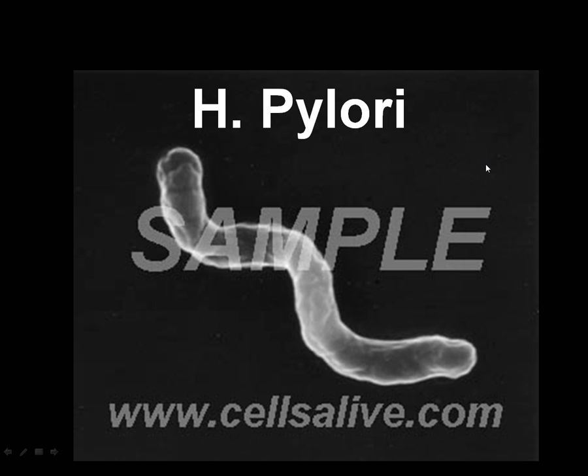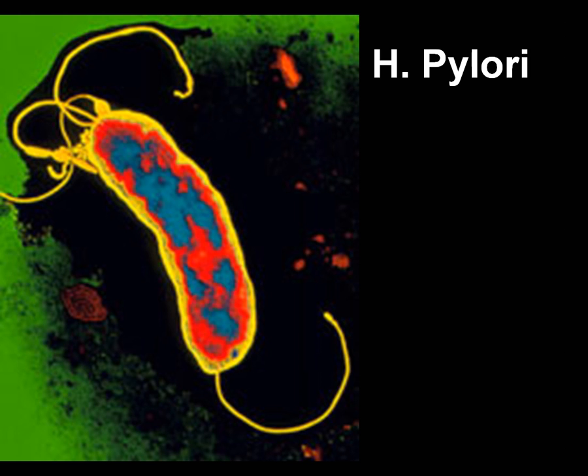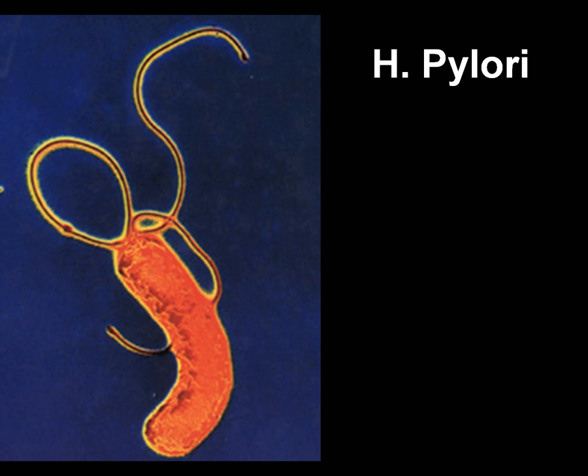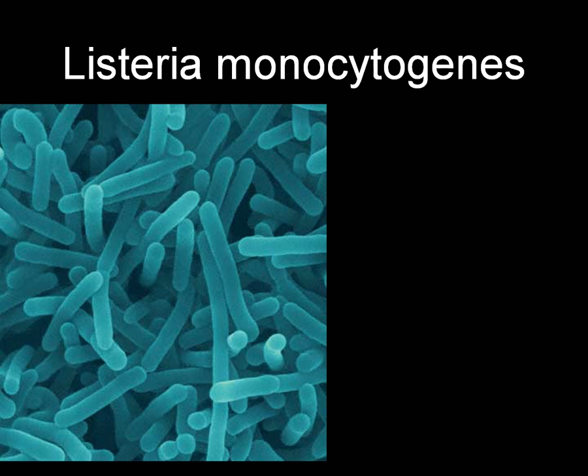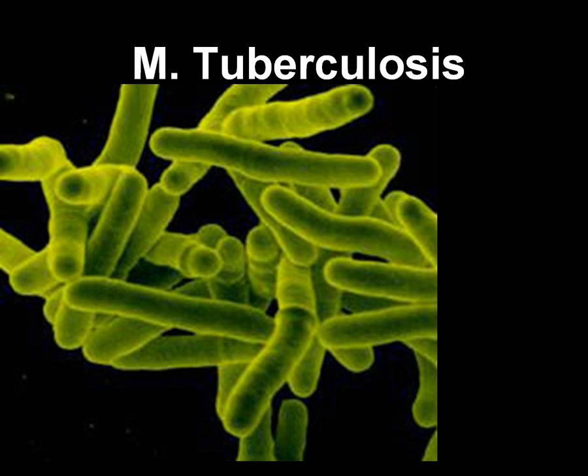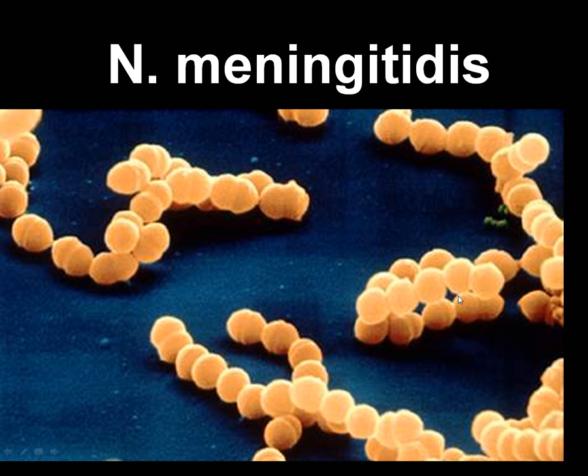Helicobacter pylori is a type of Vibrio bacteria. Again, causes, I think, stomach ulcers and things like that. Another Helicobacter pylori. Listeria monocytogenes causes listeria. Mycobacterium tuberculosis, you may have heard of, causes tuberculosis or TB. Another rod shape. Neisseria meningitidis, a bacteria that's a cocci, and you can see it forms long chains of them. So some of these bacteria form long chains or can be linked together.